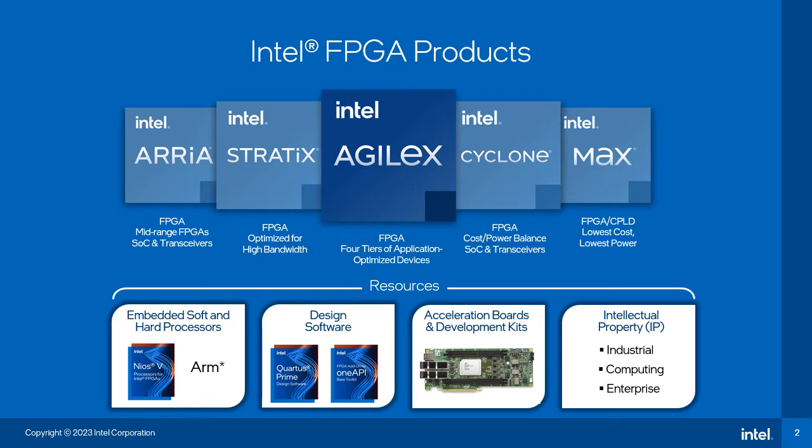They are available in 5 current families: Max, Cyclone, Arria, Stratix, and the newest family, Agilex, all with increasing capacity, performance, and feature sets.